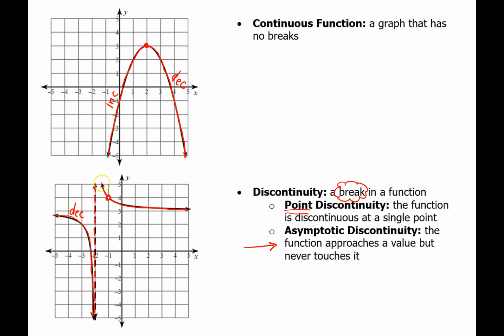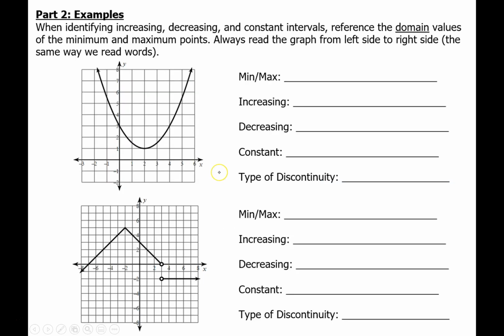Oh, and before we move on, notice that if I look at this line here that we just did, the point discontinuity, if I start on the left side of the line, I am decreasing. That is going downhill from left to right. Okay, so now let's look at a couple of examples and actually name the intervals.